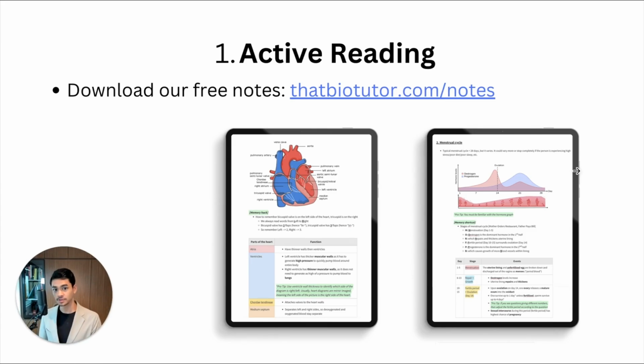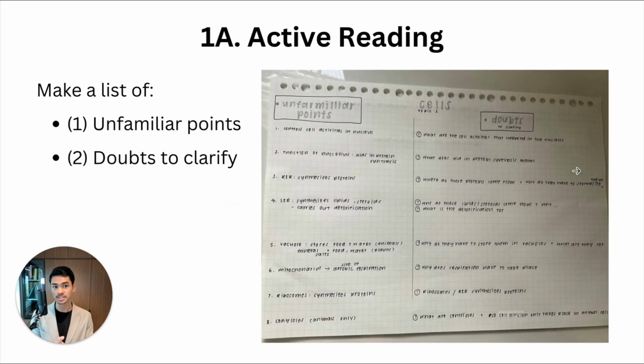Download the notes if you haven't already. Once you have the notes, go to the topics that you're studying and make 2 lists on a piece of paper. Divide it down the middle. On the left side, make a list called unfamiliar points. On the right side, make a list called doubts to clarify.